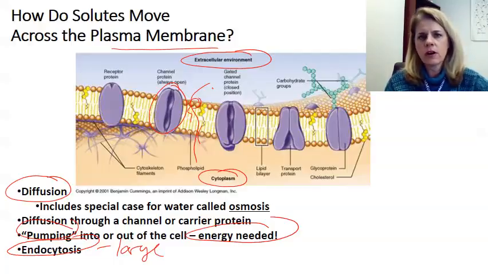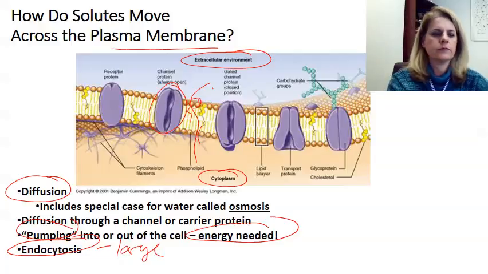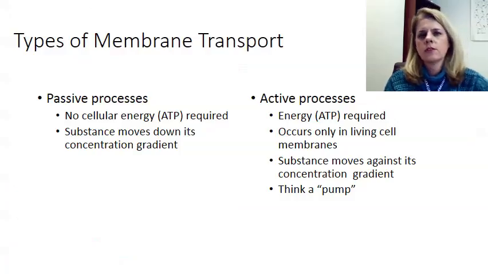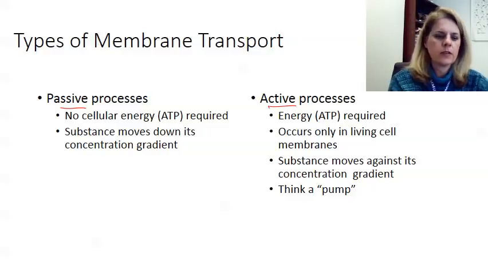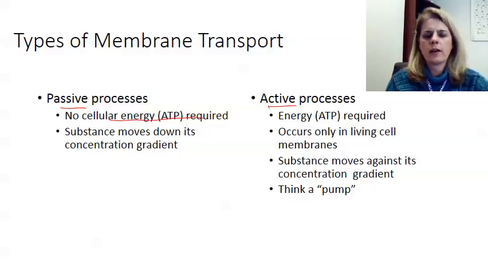So let's start with the different types of transport and let's divide them based on how energy is involved. When we think of membrane transport, we talk about passive processes and active processes. The difference is ATP. One requires energy and one doesn't. So no energy is required for passive. All right, and I'm going to talk about different examples of that in just a second.